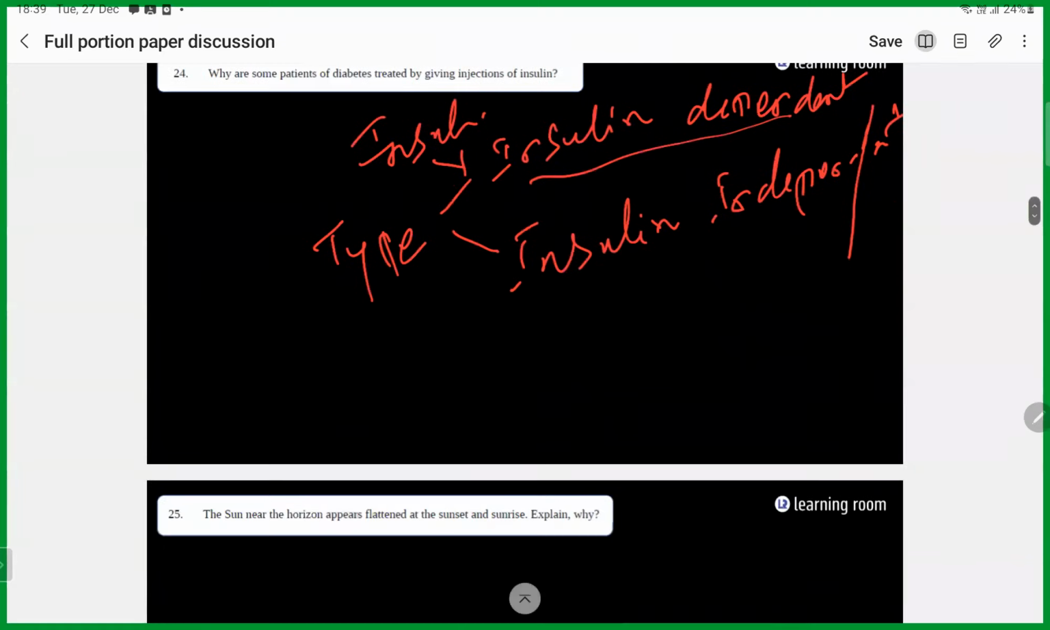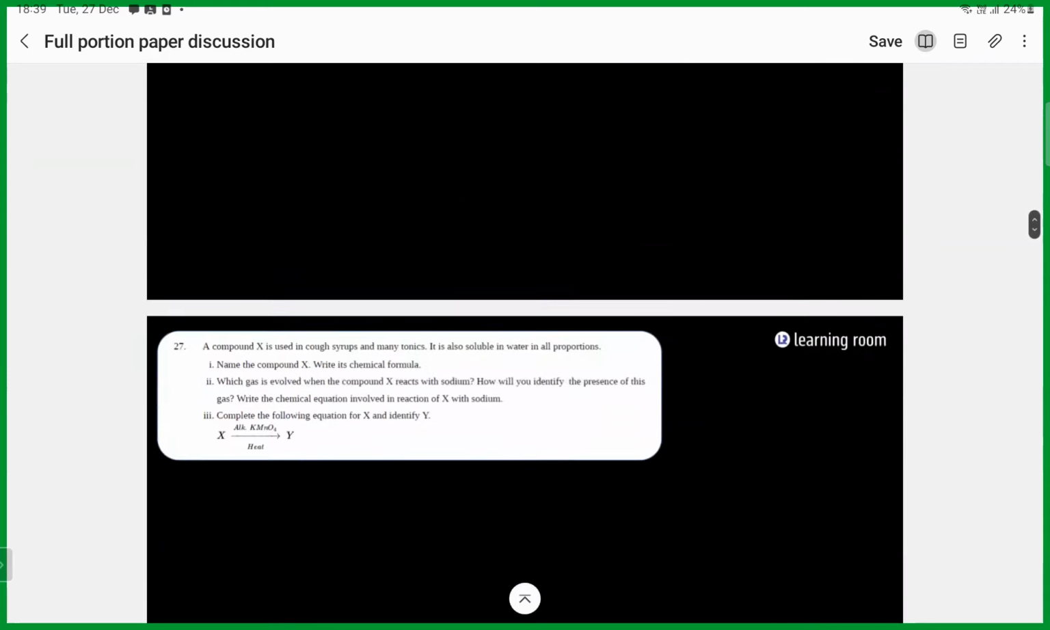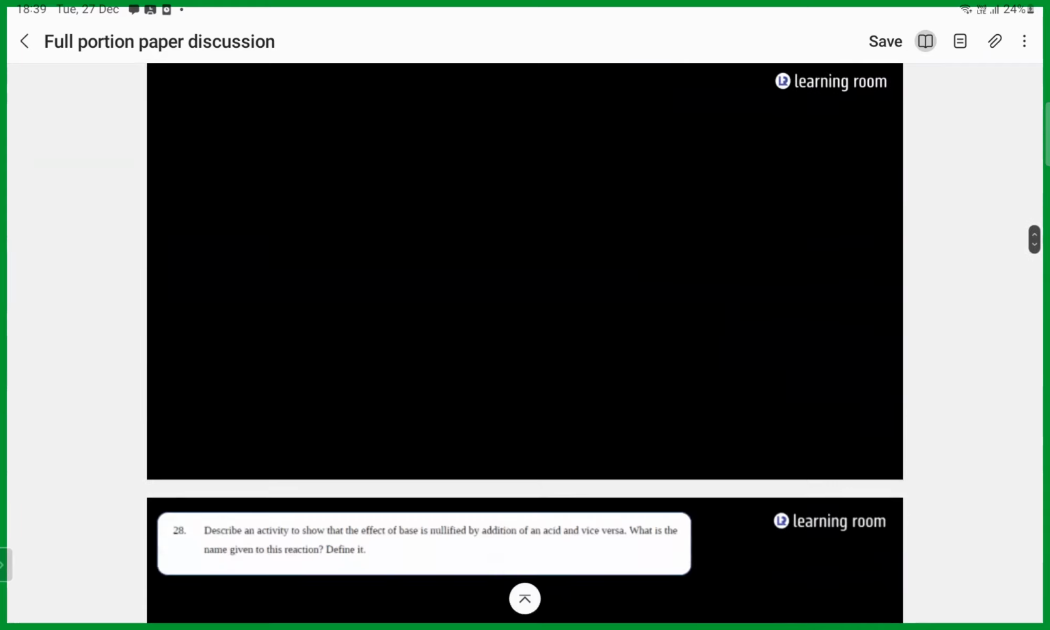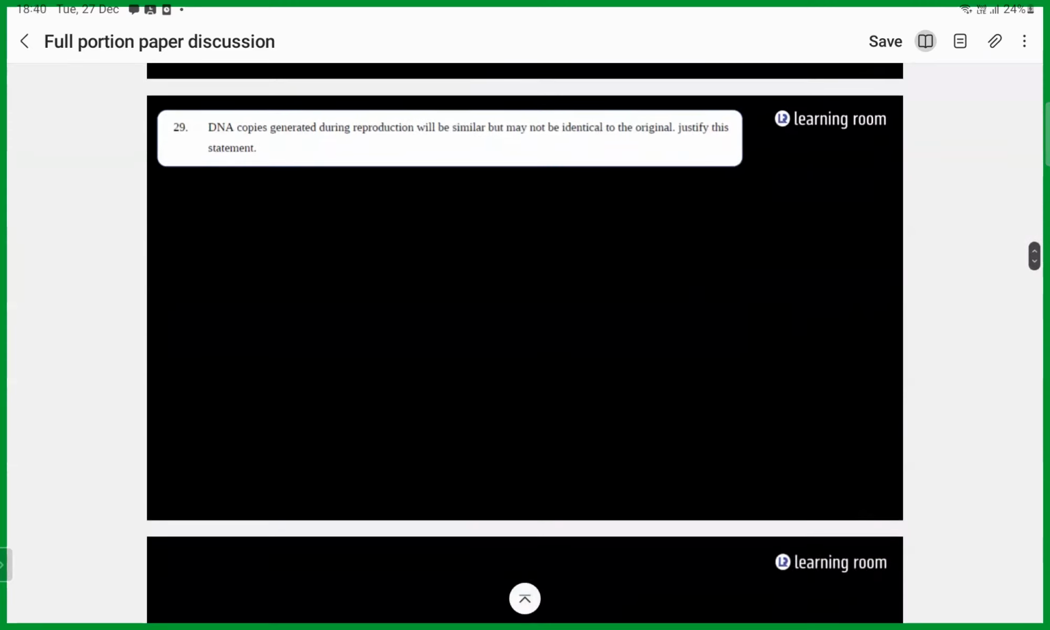And then, what is the next question? Is this the next question? Yes, sir. Yes, tell me. DNA copies generated during reproduction will be similar, but may not be identical to the original. Justify the statement.